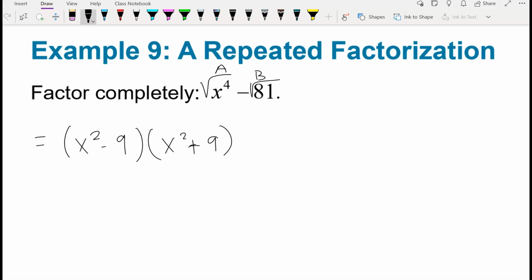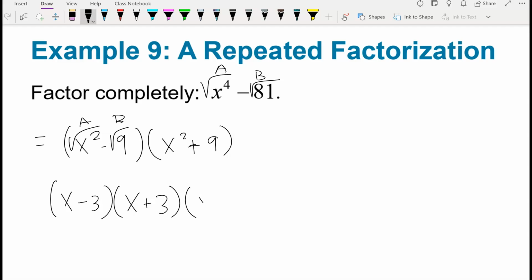So only when it's the subtract. So square root, so A and your B. So it will be x minus 3, x plus 3, and then the x squared plus 9.